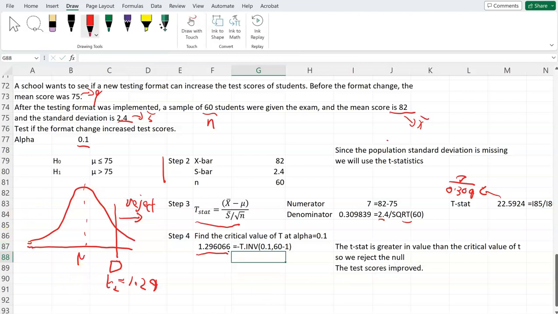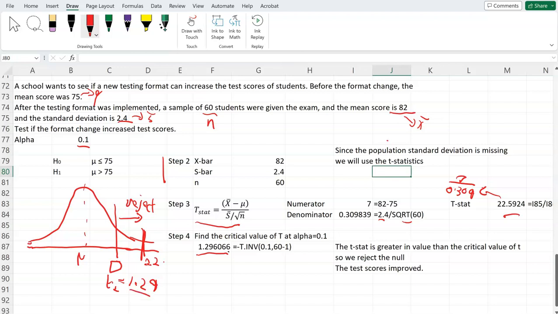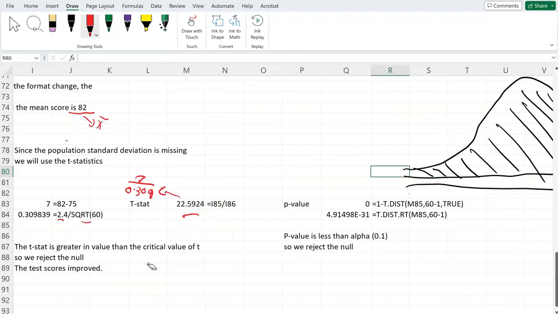So I will compare my critical value of t with the t-stat, and I find that my t-stat is way higher. So the t-stat is greater in value than the critical value of t. Here everything is positive, so we don't need to mention absolute value. We reject the null, and the test scores have improved. Now let's say I'm looking at p-values.